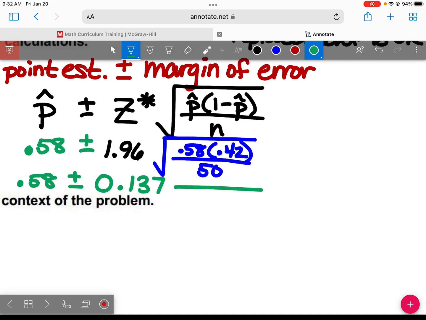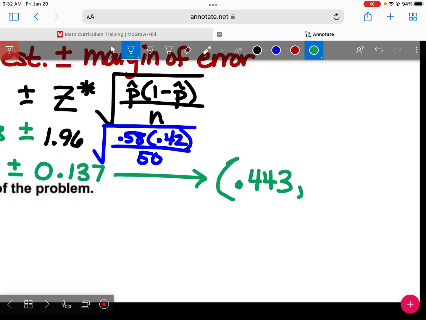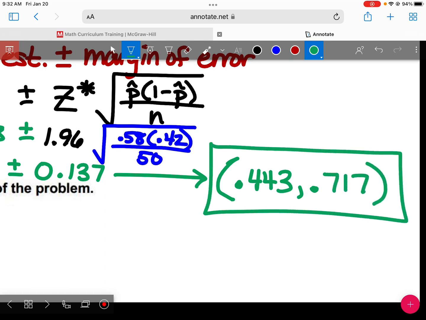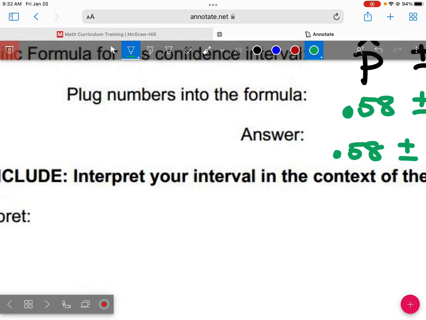So now I want to construct my interval. So I'm going to do 0.58 minus 0.137. Oh, were you giving me part of the interval? There we go. Okay, you were just a step ahead of me there. 0.58 plus my margin of error, 0.717. Okay, so here we have constructed our confidence interval. And now we have to conclude. How would you conclude this?